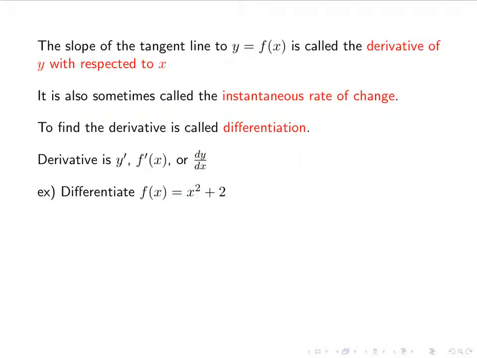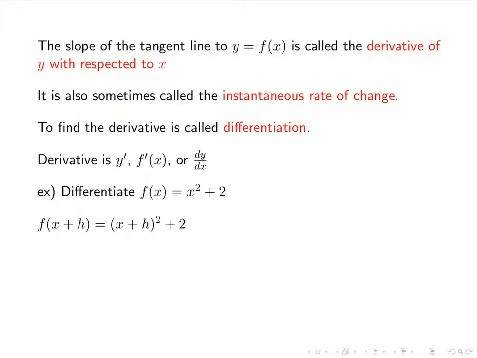So we're going to do some examples. Differentiate f of x equals x squared plus 2. So we're going to need to know what f of x plus h is. So go back to function notation. Everywhere I see an x, I'm going to plug in x plus h. So this becomes x plus h squared plus 2.